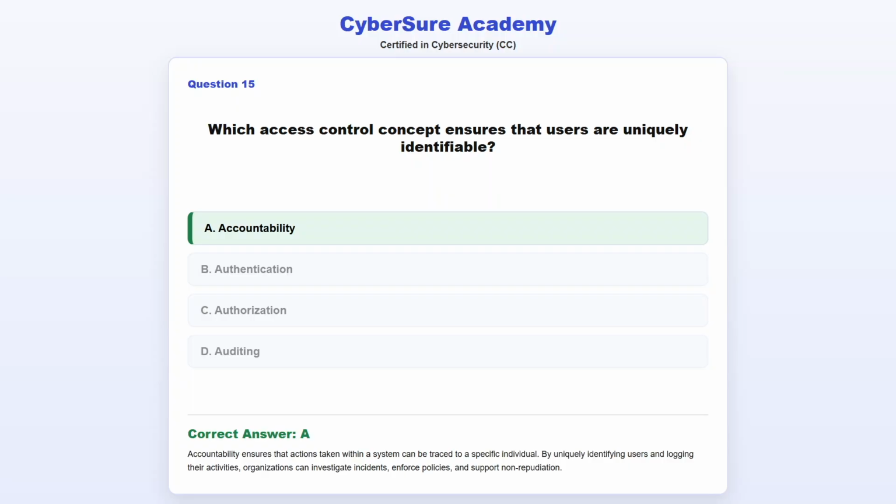Accountability. Accountability ensures that actions taken within a system can be traced to a specific individual by uniquely identifying users and logging their activities. Organizations can investigate incidents, enforce policies, and support non-repudiation.